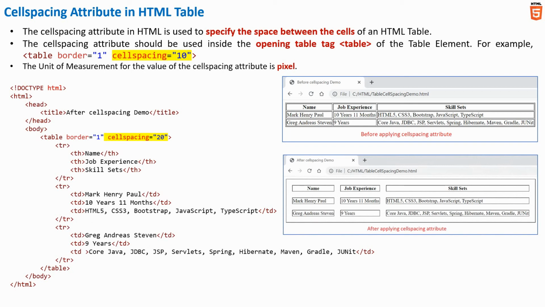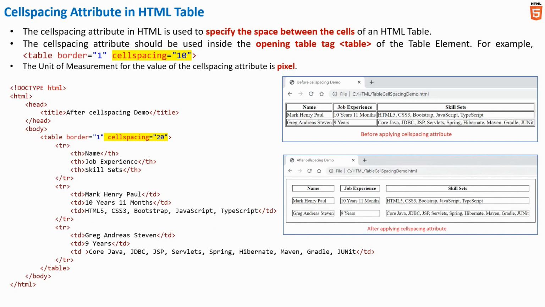Now if we compare both the screenshots, we can clearly see that the screenshot which was taken before using the cell spacing attribute does not have much space between two cells. Whereas in the screenshot which was taken just after applying the cell spacing attribute, we can see that it has much more width or extra space in between each cell.